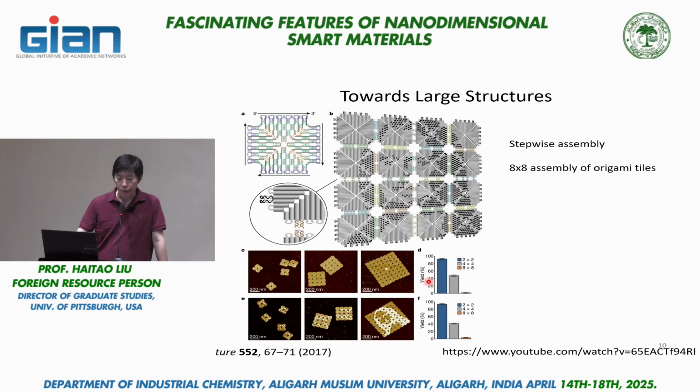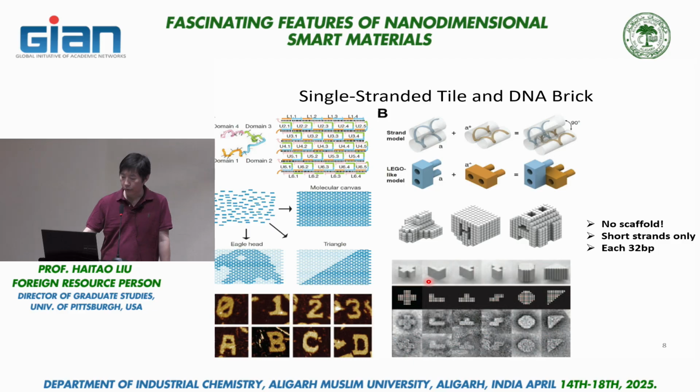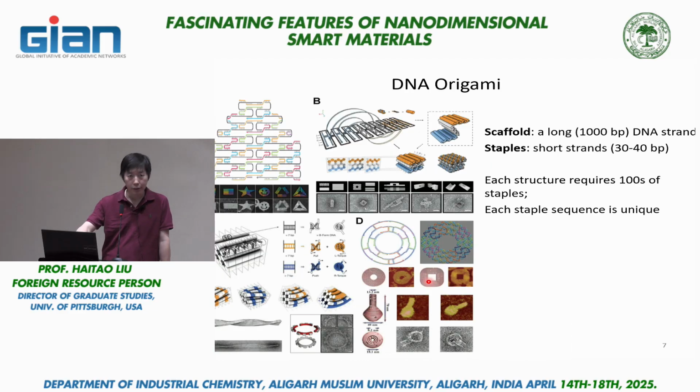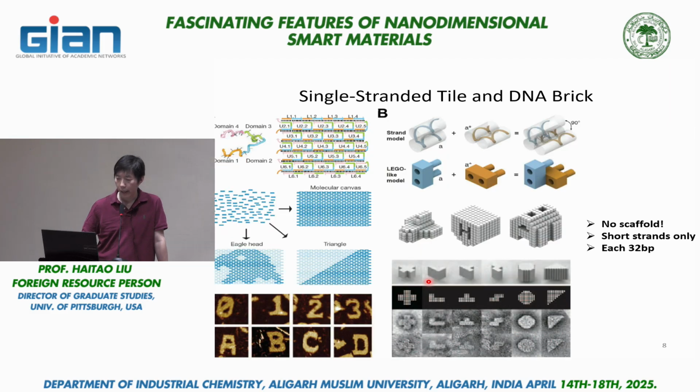All right. So the structures I talked about so far, the DNA origami, their size limitation is about 100 by 100. And the single-stranded tile and DNA brick also has similar limitation because if you think about this, each domain here has 8 bases. Now, how many unique sequences can you get by using only 8 bases? Not many, because there's AT and GC. There are only 4 DNA strands.